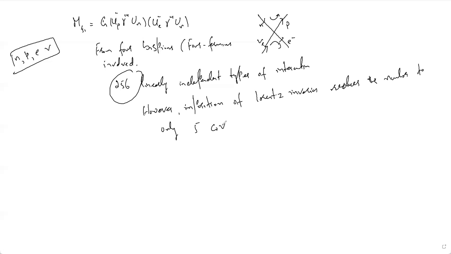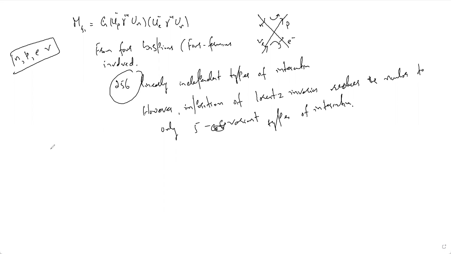5 covariant types of interactions. So instead of these 256 linearly independent interactions, when I impose Lorentz invariance, you know what I mean by Lorentz invariance. The rest will not remain invariant under the Lorentz transformation. There will be only 5 covariant types of interaction which will remain invariant under Lorentz covariance. So I will consider only those 5 out of these 256 linearly independent interactions.